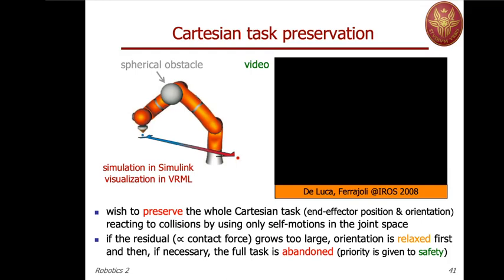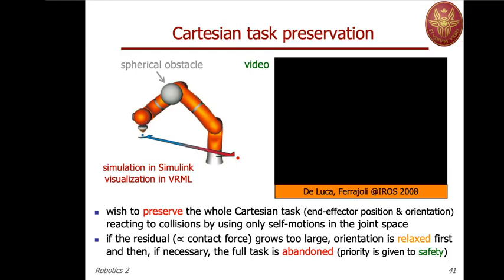The first case, below a threshold, we can do the task completely and we react to the collision. The second, we react to the collision, but we can preserve only one part of the task. And finally, we have to stop and abandon completely the task.